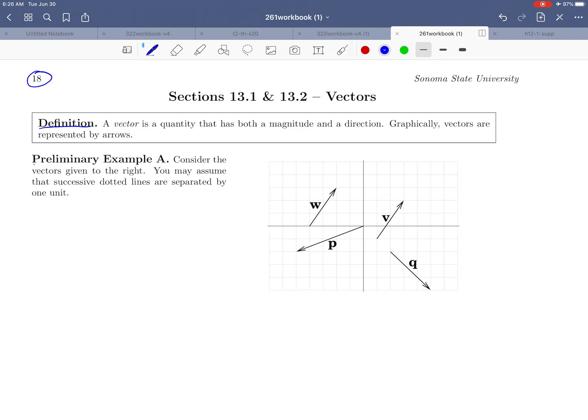If we glance together at the preliminary example down here, they give us a graphical representation of some vectors as arrows, and we want to do a little bit of work with those, and talk about the various notational ways that we could write those down. So let's make some observations here.